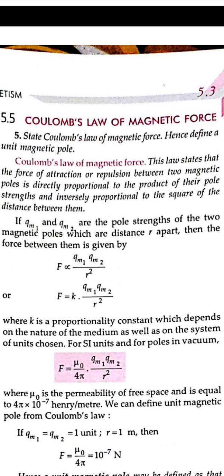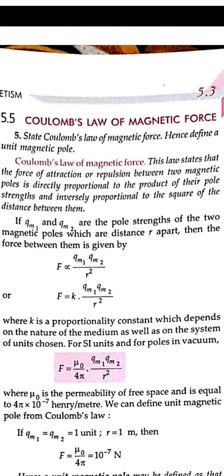What was that mu naught upon 4 pi? It is the permeability of free space. And we know that mu naught upon 4 pi equals 10 to the power minus 7, in the unit of force itself, that is Newton. So this is what Coulomb's law of magnetic force was. It is similar to the electrostatic force, but here instead of charges we are using the pole strength.